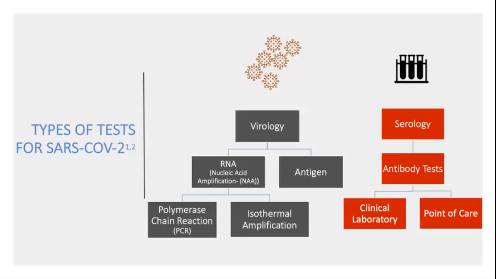The second group of tests are serology tests, which are based on blood products. And these tests are looking for antibodies that are produced in response to coronavirus infection. These antibody tests can be divided into both clinical laboratory tests and point-of-care tests. Advance the slide, please.